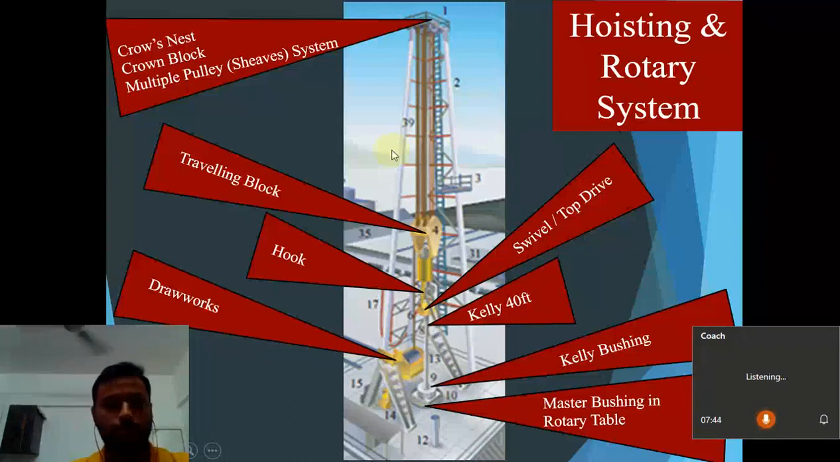A wire goes from here to the top of the mast, which is called the crown block.